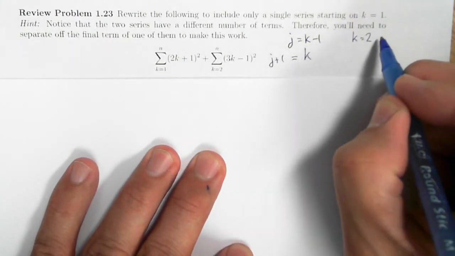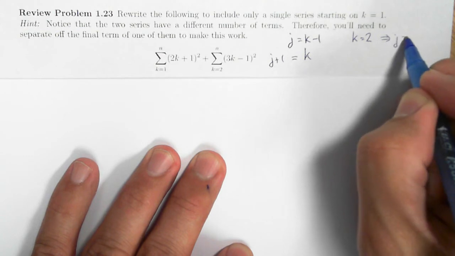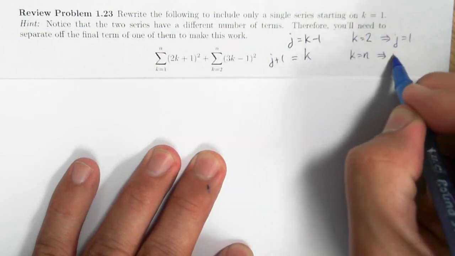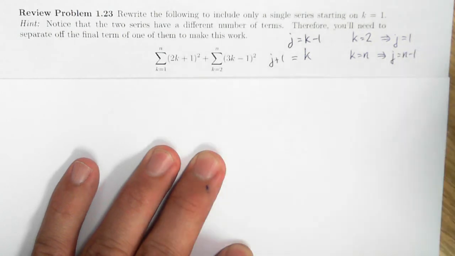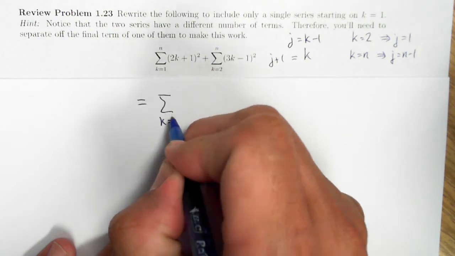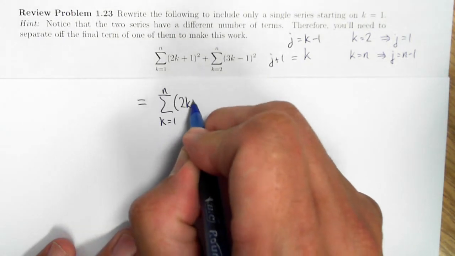Let's worry about the boundaries. If k is equal to 2, that means that j is equal to 1. At the other extreme, if k is equal to n, that means j is equal to n minus 1. And so this changes into the summation k equals 1 to n, 2k plus 1 squared.